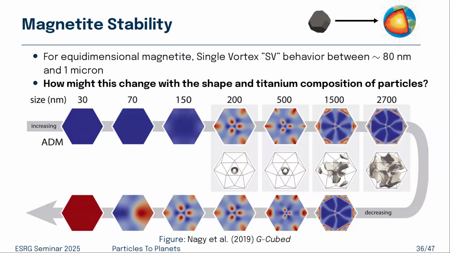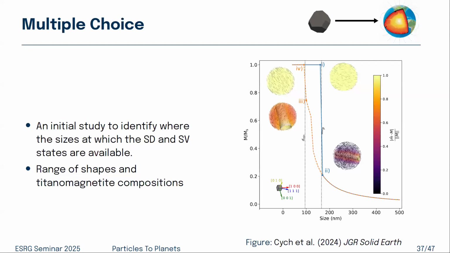But how does this change with the shape and composition of particles, right? We did it for single domain. Can we do it for this? So in 24, I did this study, where basically this is the same thing, but plotted in a different way. So the yellow ones are uniformly magnetized particles, and this is the magnetization as you increase the size on this axis. And basically, at some point, it suddenly drops down as you change into this vortex state where only part of it is uniformly magnetized, right?